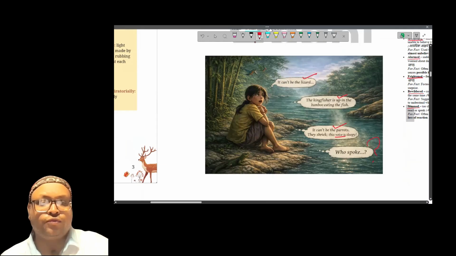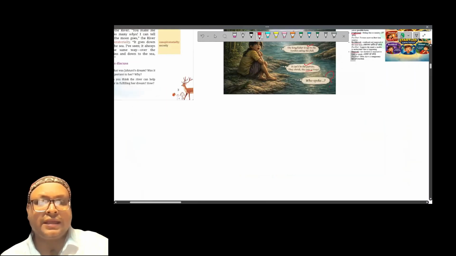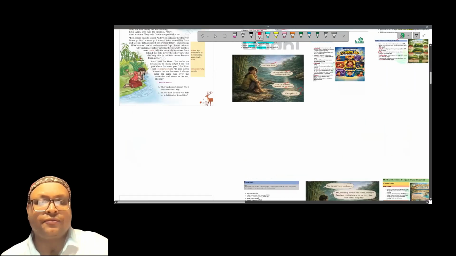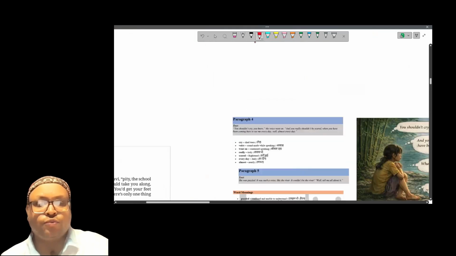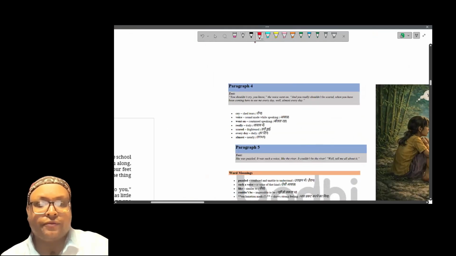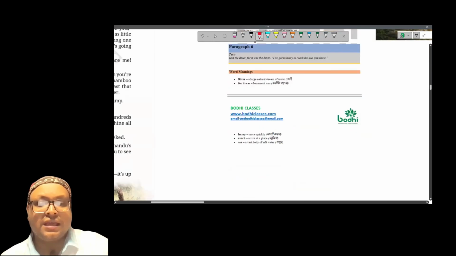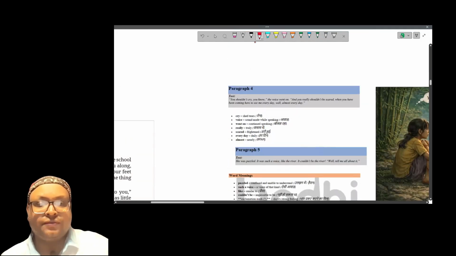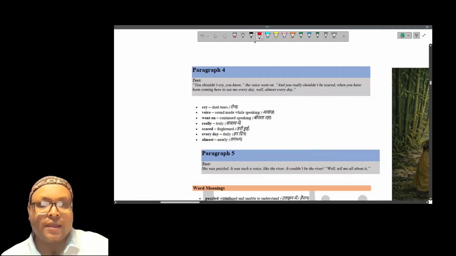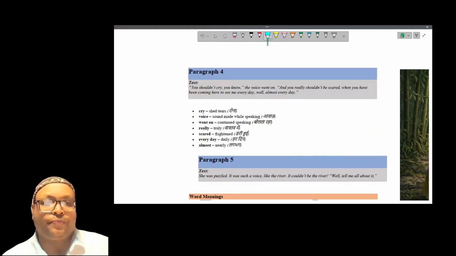We shall move towards the next paragraph. Paragraph 3 we have done. Now we shall go to para 4, 5, 6. We shall finish 4, 5, 6. Look carefully. In para 4, what do we have?